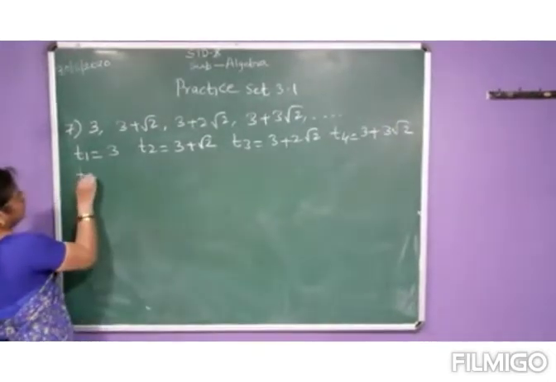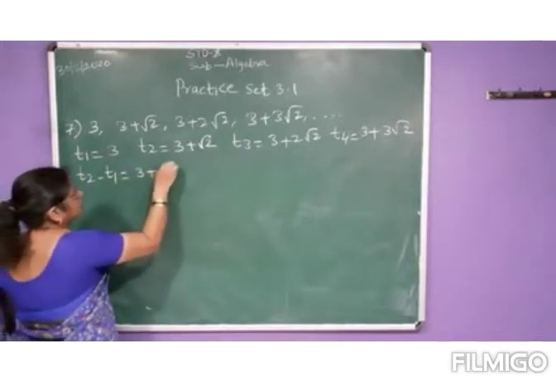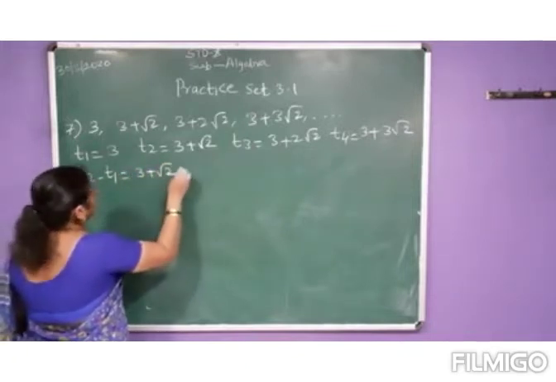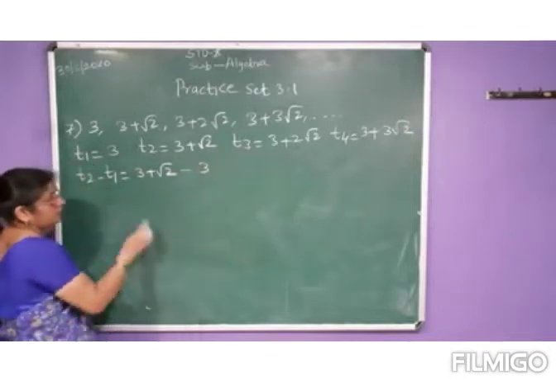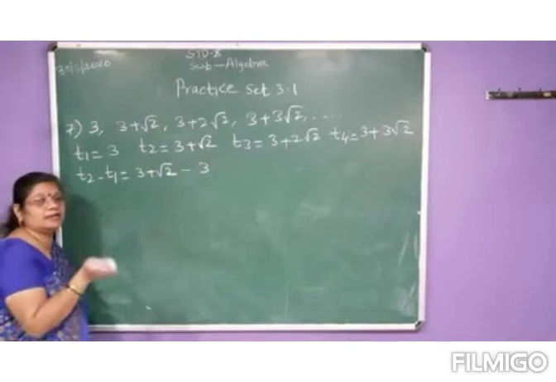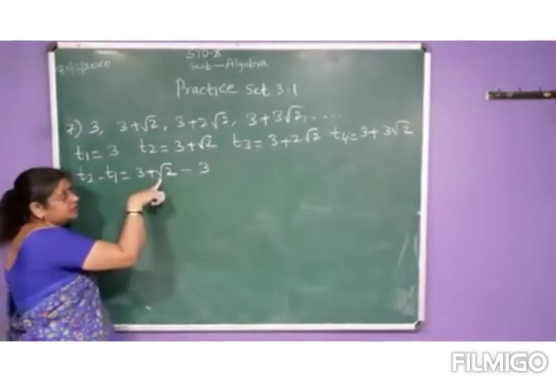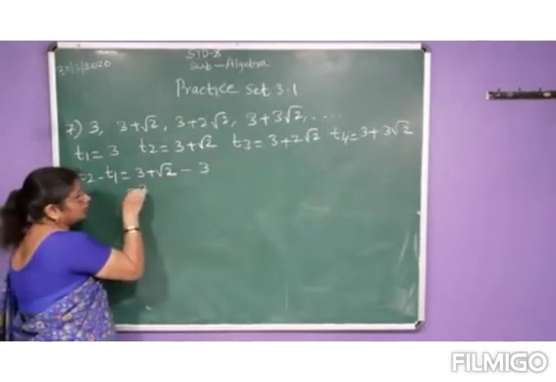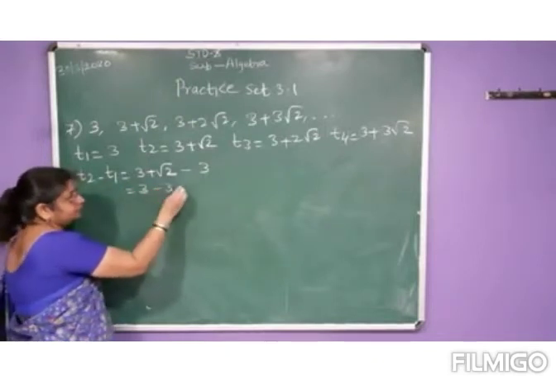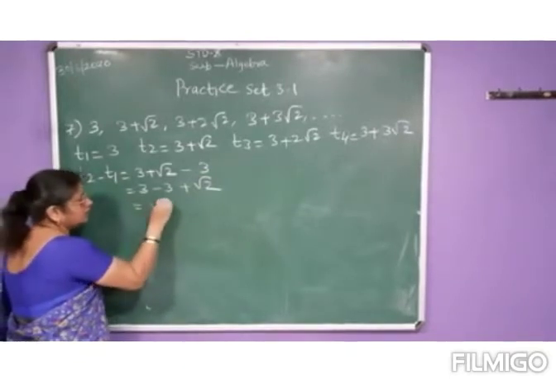Now we will find out T2 minus T1. That is 3 plus root 2 minus 3. Now see, you have seen this. You have to bring the like terms together and then you can add and subtract. Here, this is the whole number and this is in the square root. So I am bringing the like terms together: plus root 2. Now 3 will get cancelled. What answer will I get here?